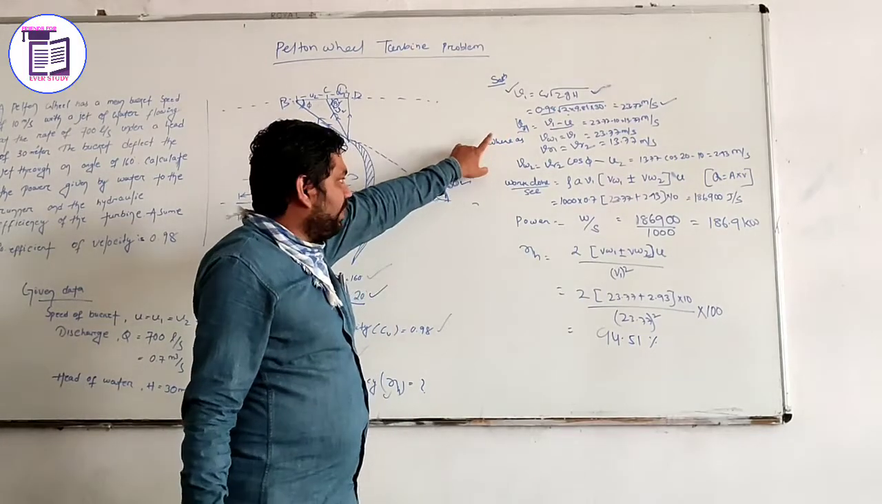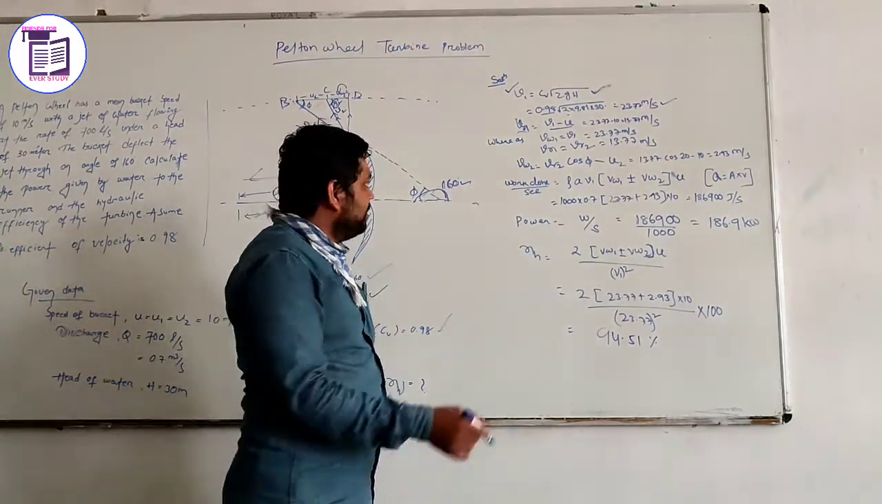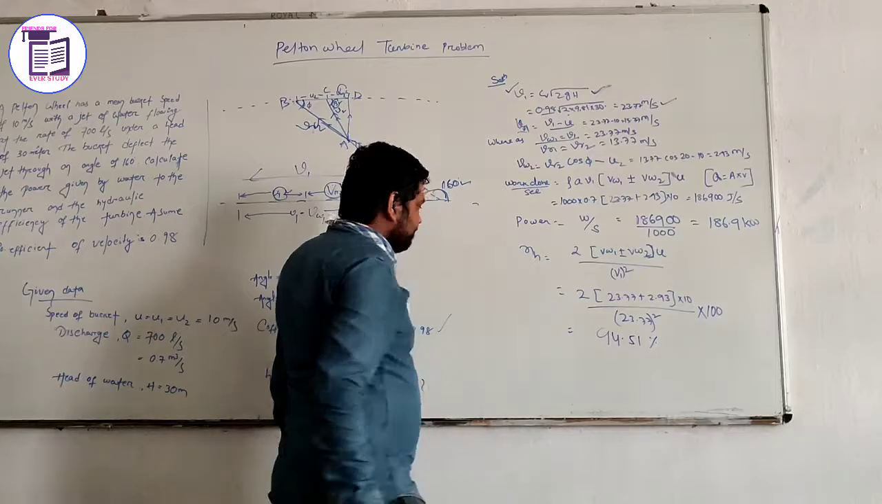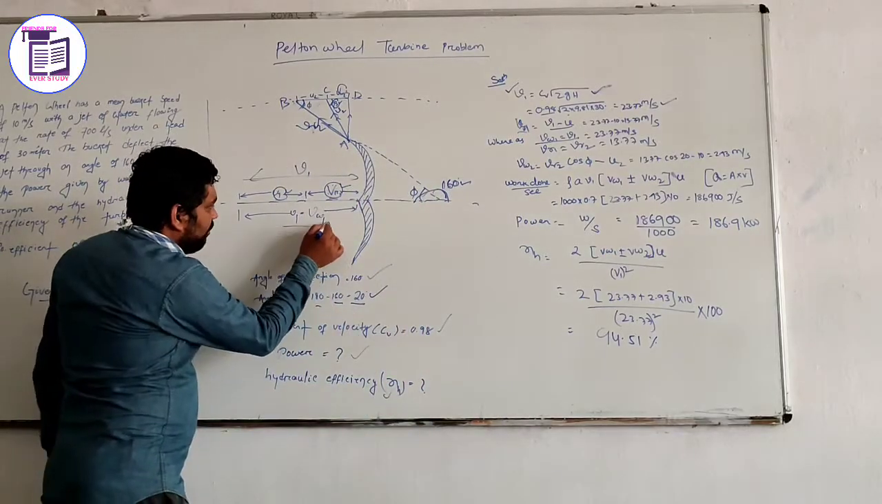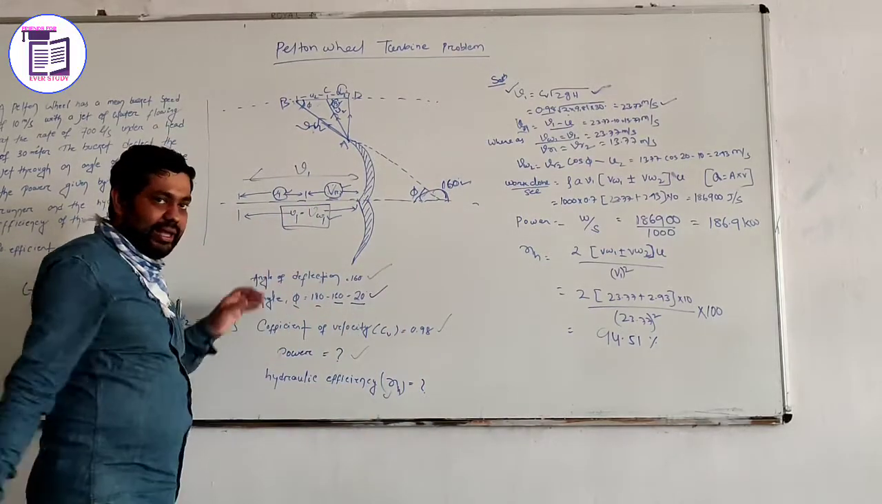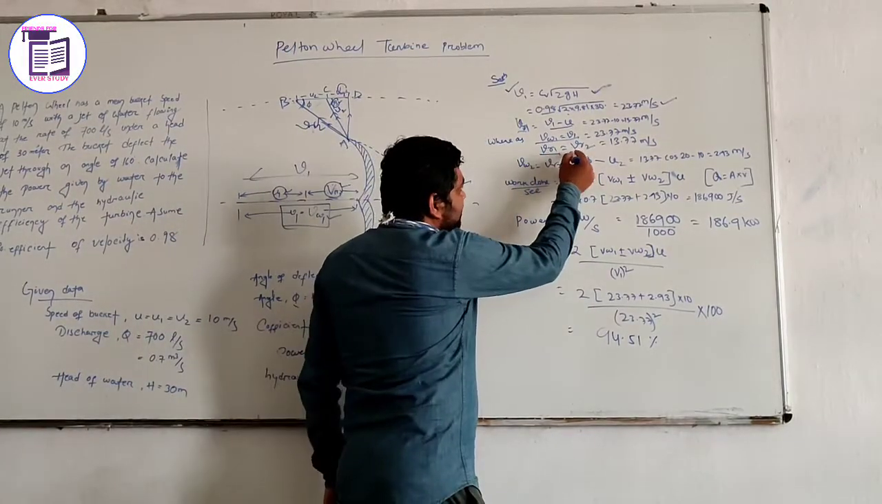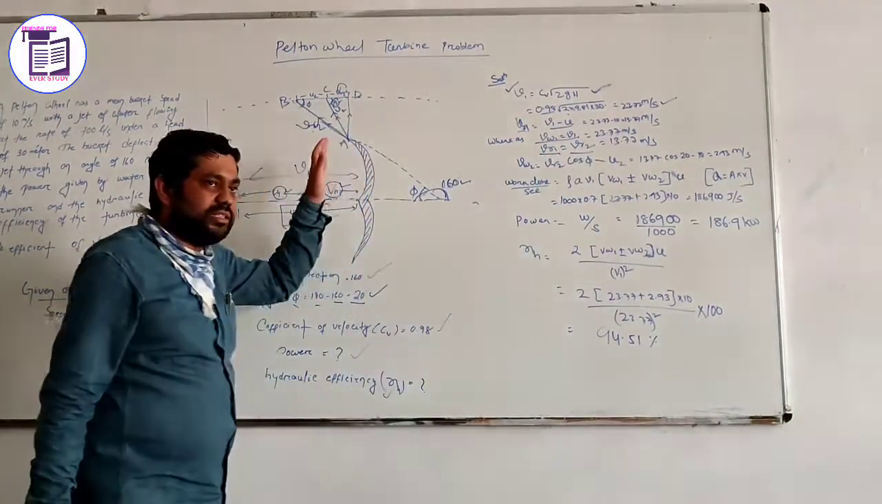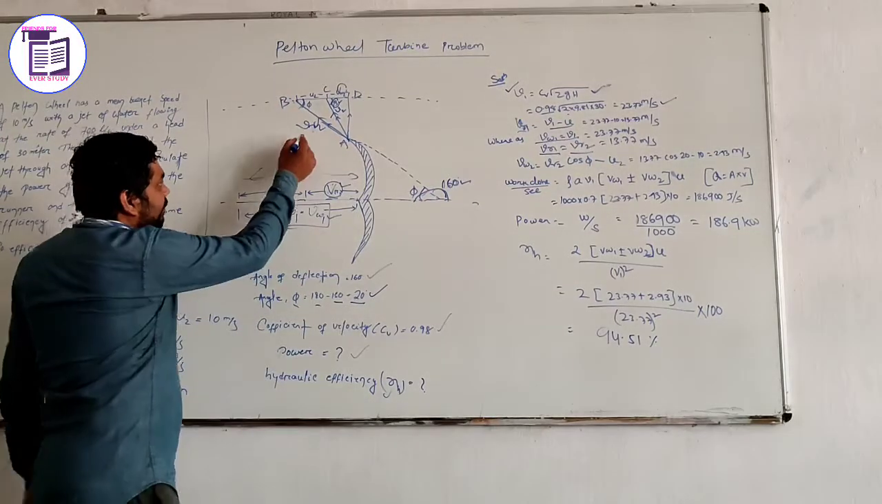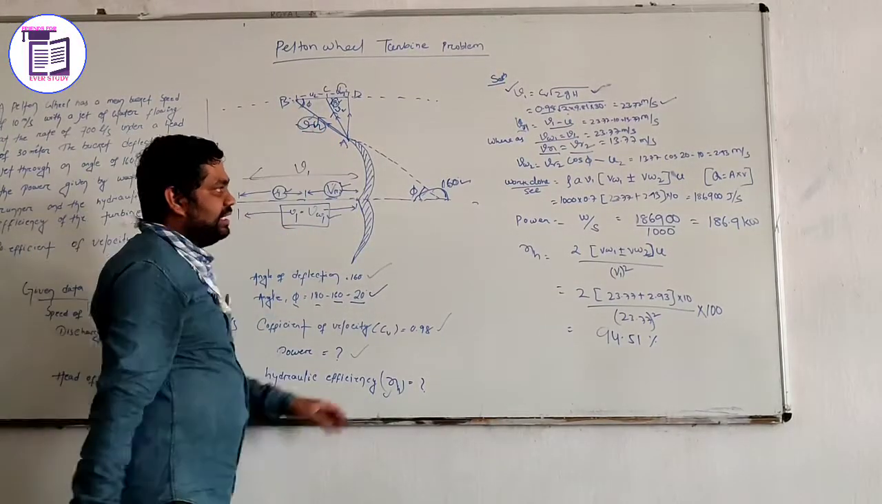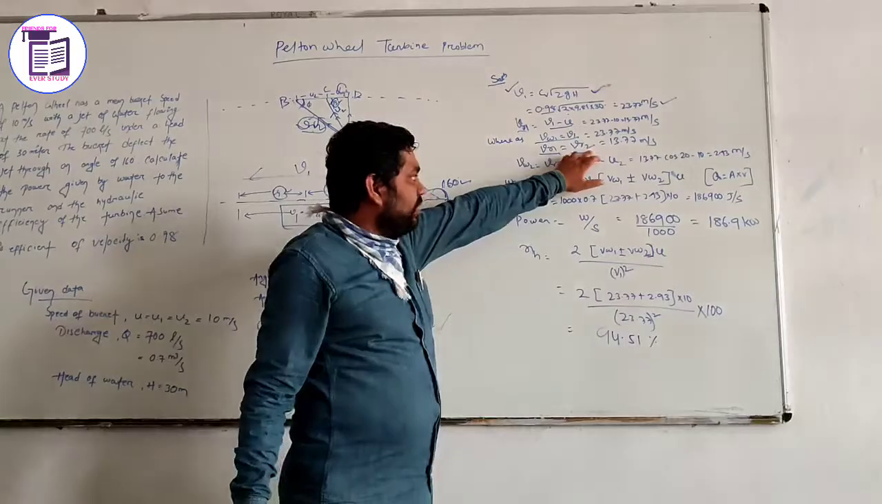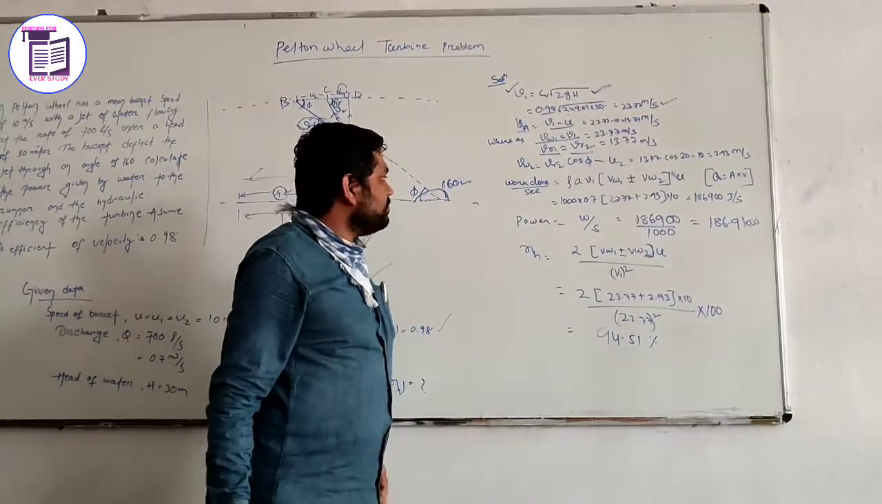In a Pelton wheel turbine, there are conditions. What? VW1 is equal to V1. Look here, this is VW1 is equal to V1. Already we will draw the triangle diagram. Next, relative velocity at inlet VR1 is equal to relative velocity at outlet VR2. So VR1 is equal to VR2. The other values are put in here.